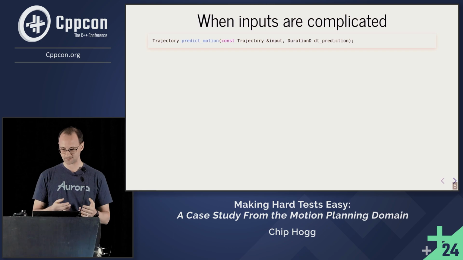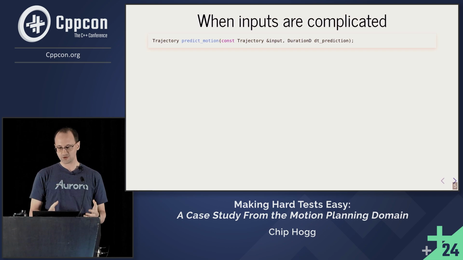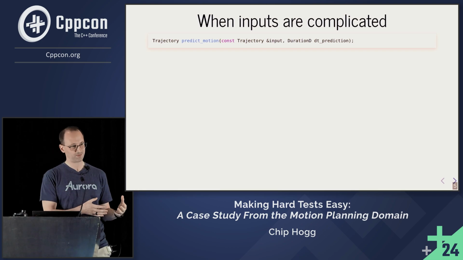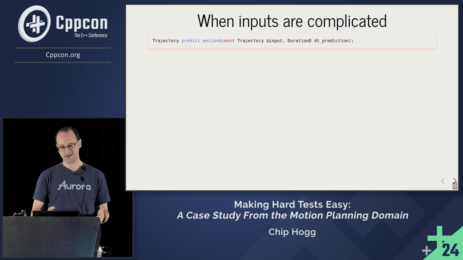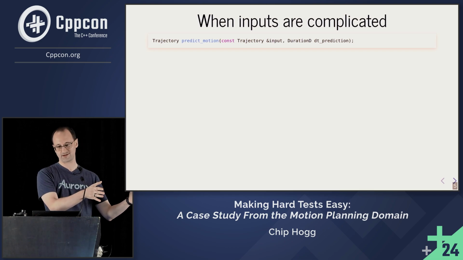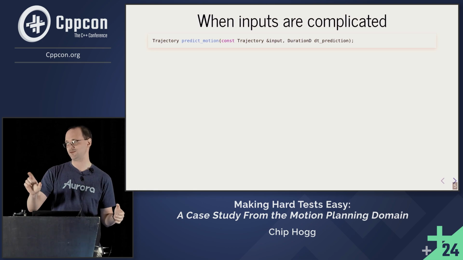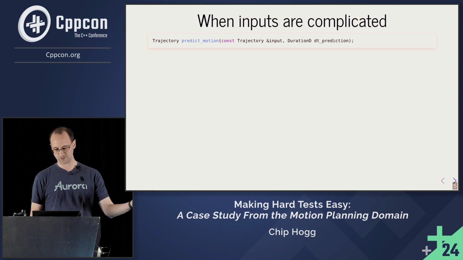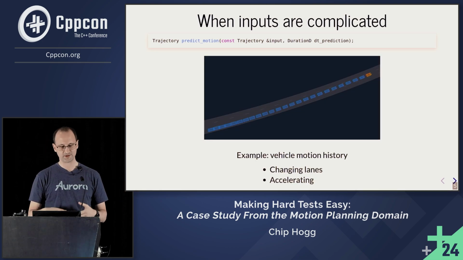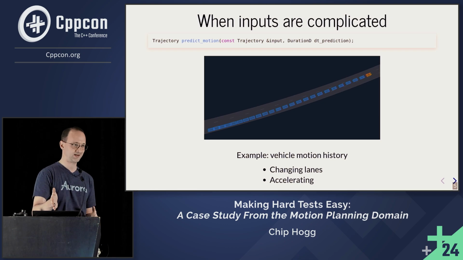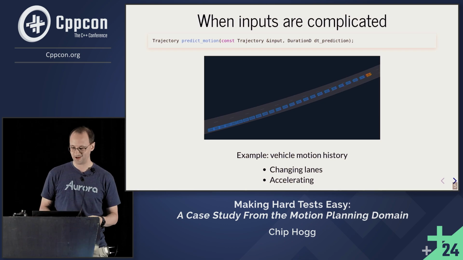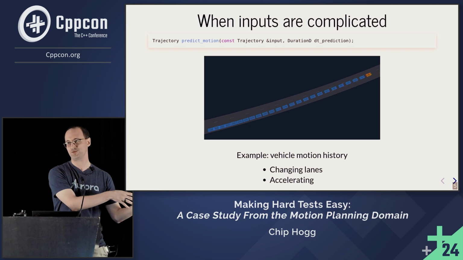So we know that real-world functions can have complicated inputs, and that's a big challenge. So for example, we have a function here that takes a historical motion as an input and some dt in the future, and we want to predict a future motion. Those inputs can be really complicated. Maybe we have an actor that is simultaneously changing lanes and accelerating. And how do you write that input for a unit test?